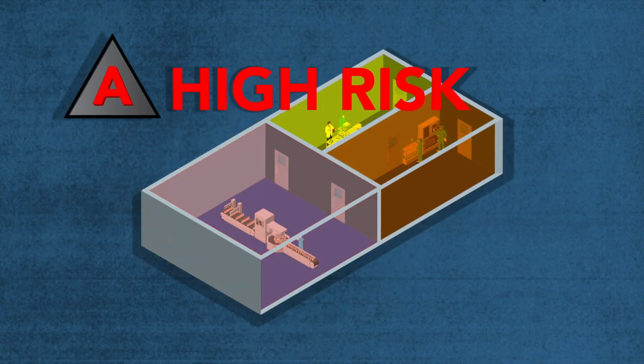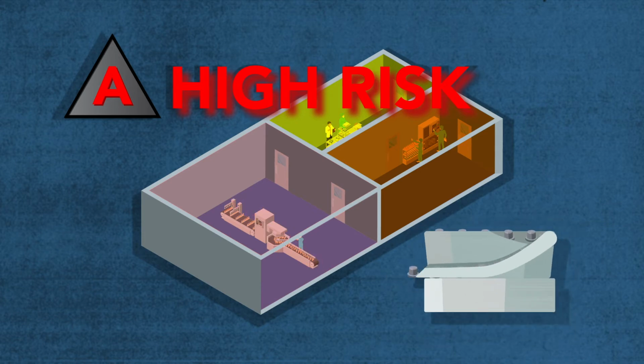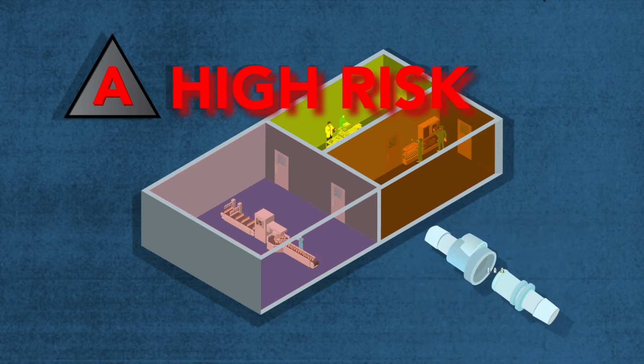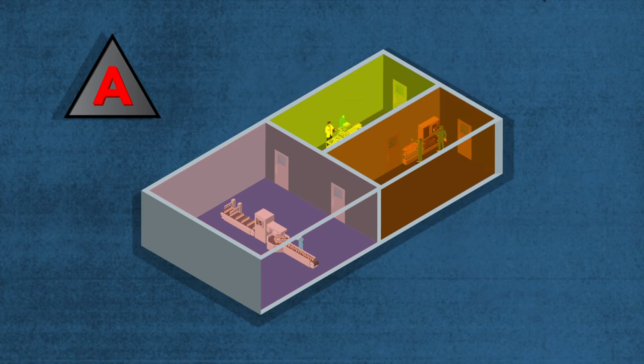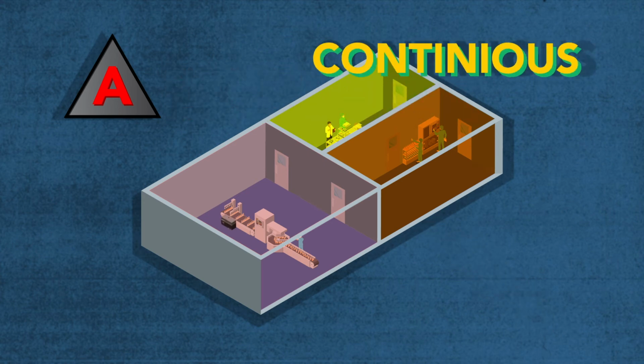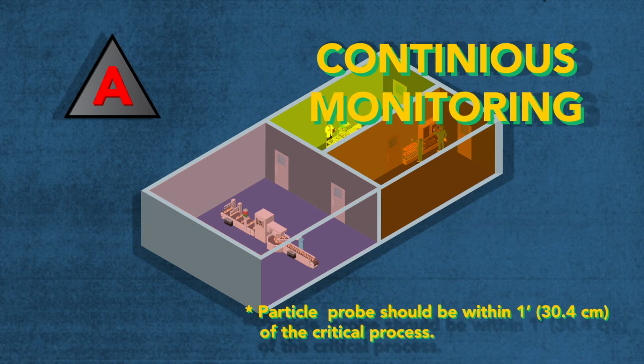Grade A is where your high-risk operations occur. Filling zones, stopper bowls, open ampules and vials, and making aseptic connections are your most common Grade A operations. Grade A environments require continuous monitoring during all processes.